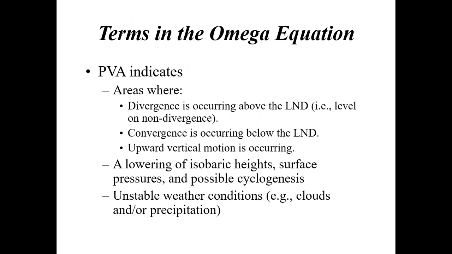What does PVA, or positive vorticity advection, indicate generally in the atmosphere? This indicates areas where there's divergence, or spreading apart of air currents, in the upper troposphere, above the LND, the level of non-divergence. So in the upper levels of the atmosphere you have spreading apart of air currents, a removal of mass aloft. And it also indicates you have low-level convergence.